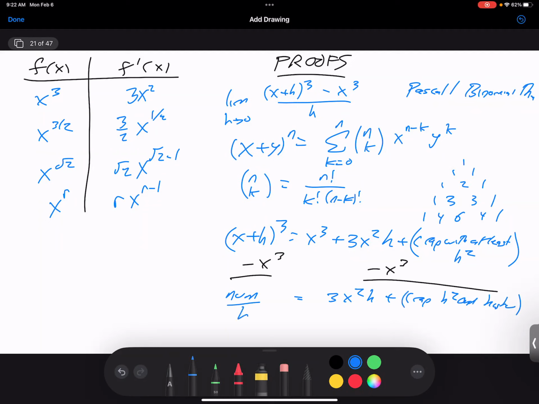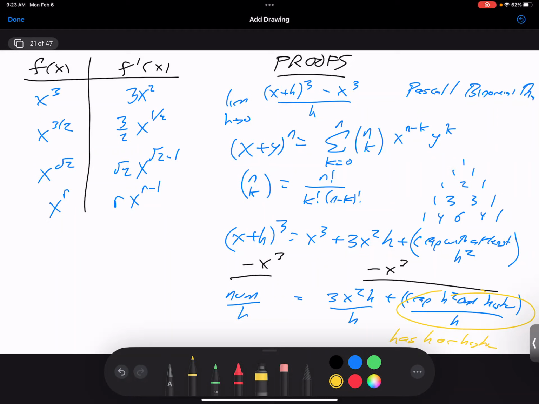Then if we divide by h, you see this has h or higher. Because everything here had at least an h squared, when I divide by h, it's still going to have at least an h. So when I take the limit as h goes to 0, it's going to vanish, and I'm going to get my 3x squared. And that's how we prove x cubed.